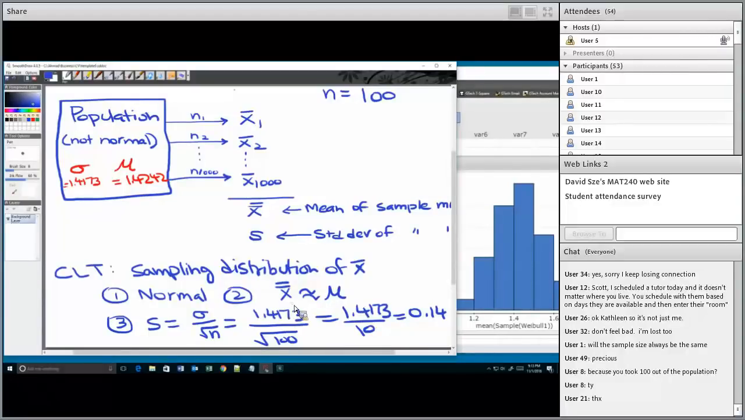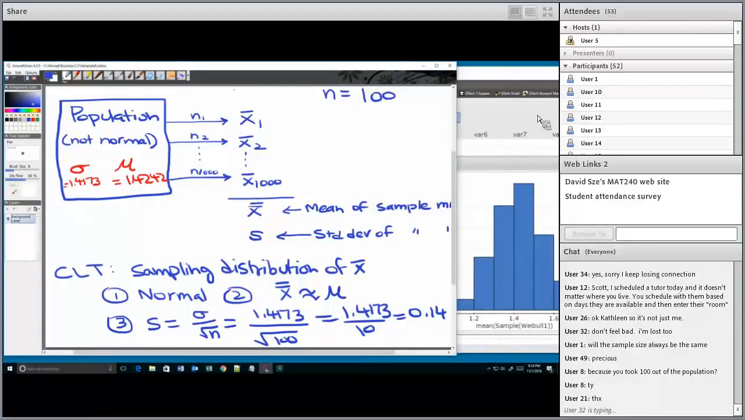But this is all you have to memorize. You have to memorize that the mean of the means is approximately equal to the original population mean. And the second thing you have to memorize is that the standard deviation of all the means equals the population standard deviation divided by square root of n. If you can memorize this, then you can do all the problems that we're going to do tonight.